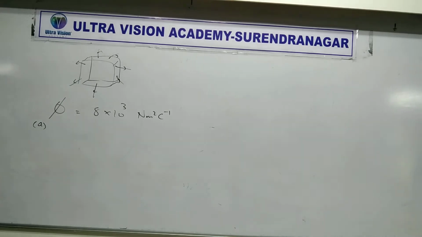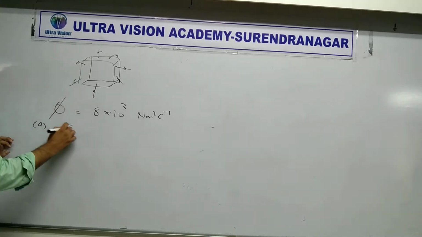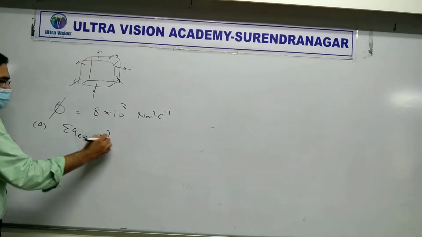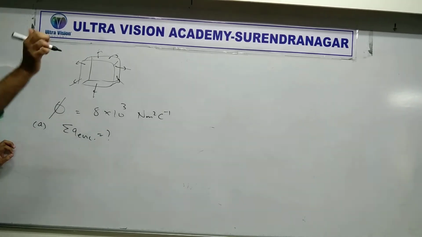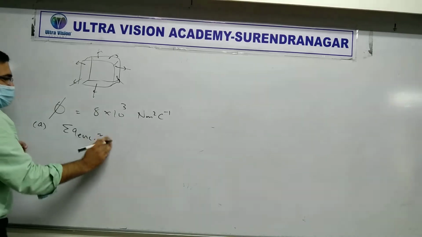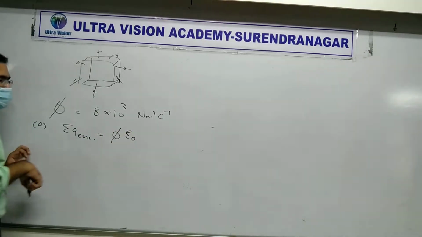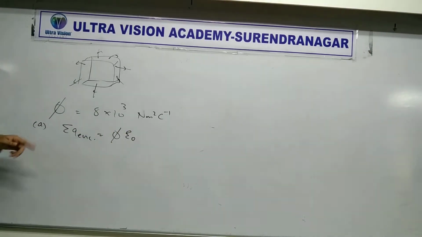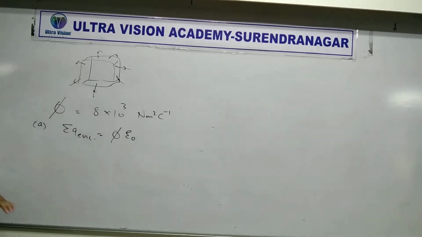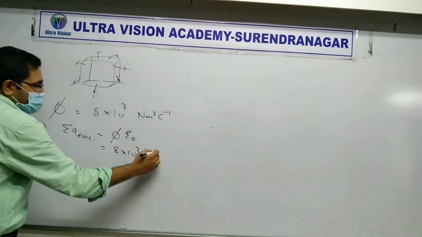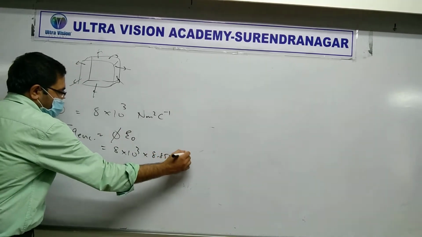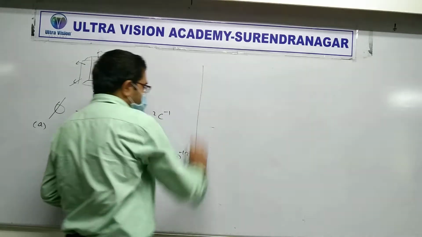Inside means enclosed by the box, isn't it? Yes. Question clear? So what do we have to find? Sigma Q enclosed, isn't it? How to do it? Is there a relation between them? Phi, the Gauss law. So this will be simply phi into epsilon 0, yes or no? Yes. How much is phi? 8 into 10 raised to 3. Epsilon 0 is 8.85 into 10 raised to minus 12. Multiply yourself.